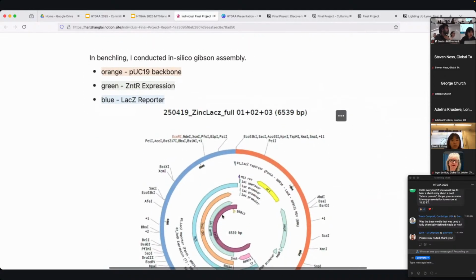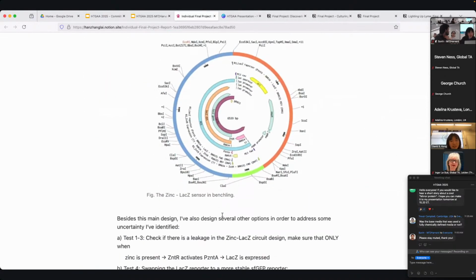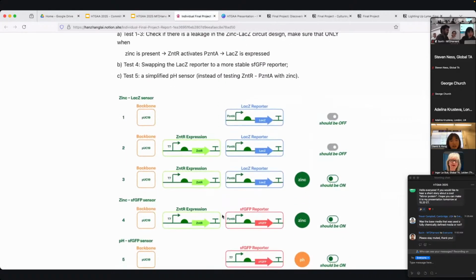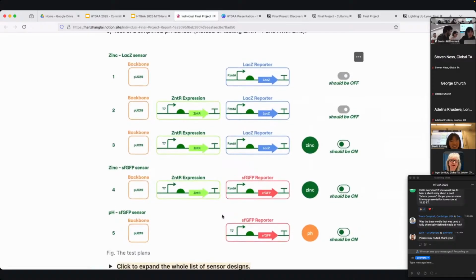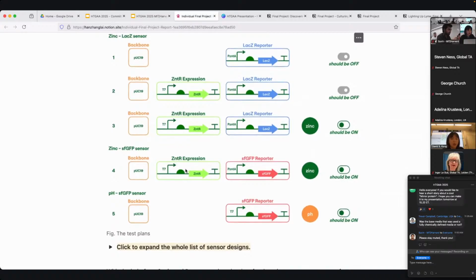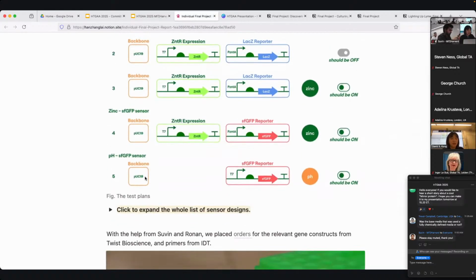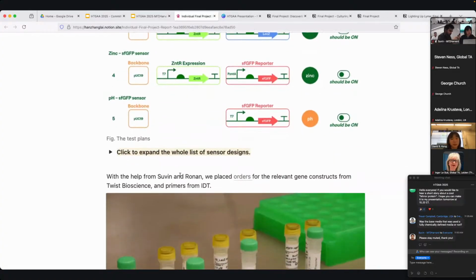And this is kind of the, I'll skim through it real quick. This is the Benchling design. And I initially was really scared that I would fail, so I had a lot of backups. Basically, the first three-part is to test if there's a leakage in the design, that it would just turn on anyways. And I have a backup with the same zinc sensor, but with GFP. And then the last one is a pure, an easier form of pH sensor.